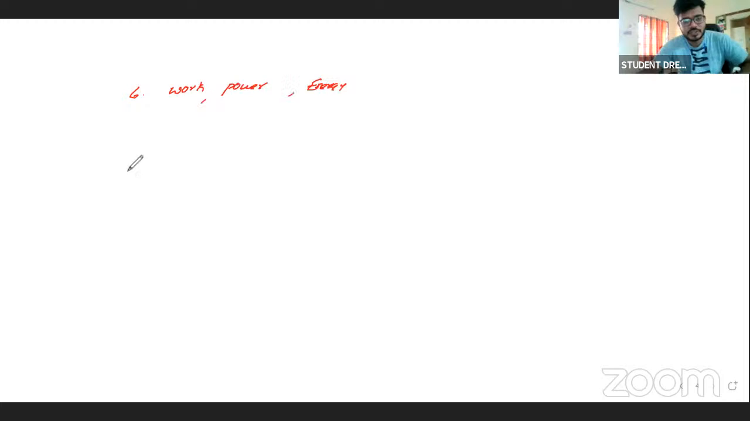Work, power, energy. First of all, you have to understand work. Work is nothing but your force into displacement relation. Power is nothing but your work by time. And energy and work both are the same, both have the same units. The units you already know, which is joule or erg.